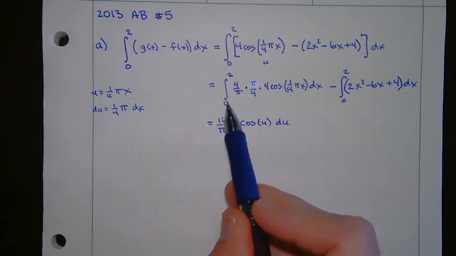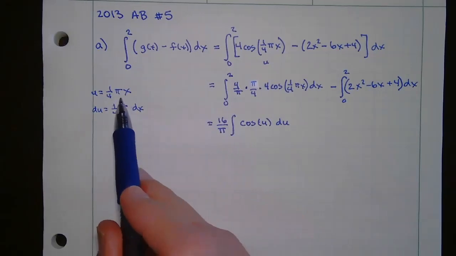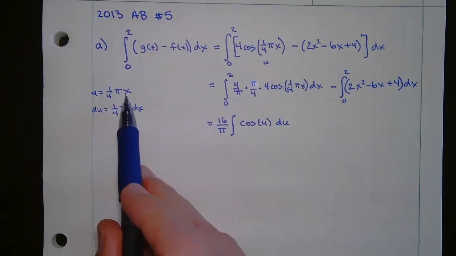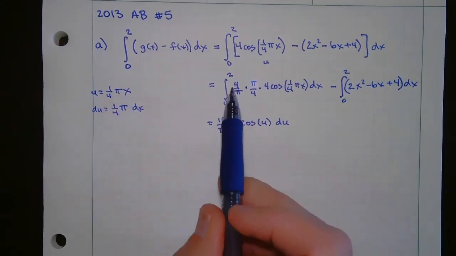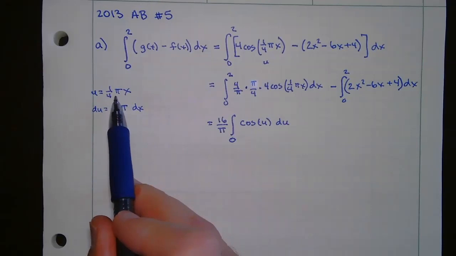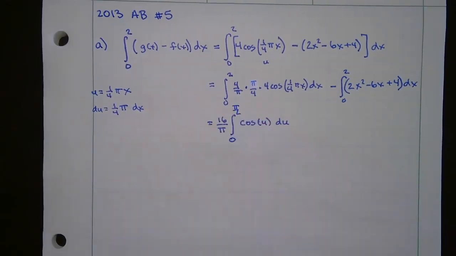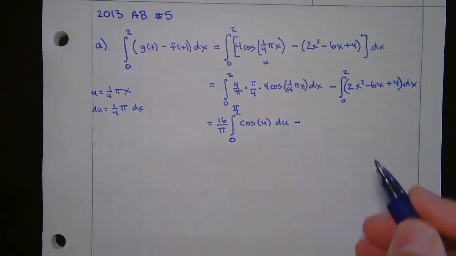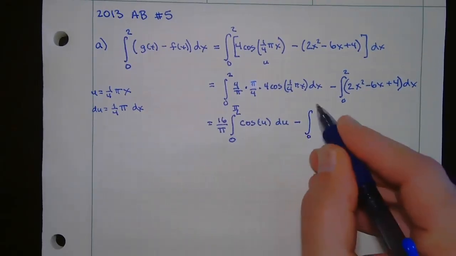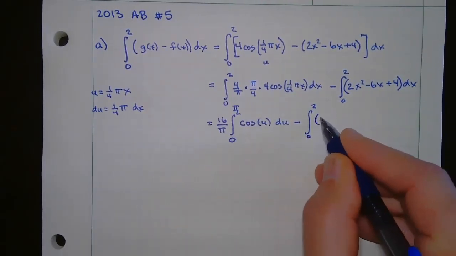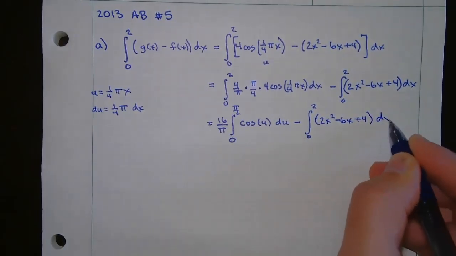Now these limits of integration are going to switch to u values, okay? So this one's going to be 0 still, right? Because when I put 0 in here for x, it's just going to be 0. And then when I put 2 in, that's going to be 2/4 pi, or pi over 2. And then minus, I'm just going to write this again, 0 to 2, 2x squared minus 6x plus 4 dx.